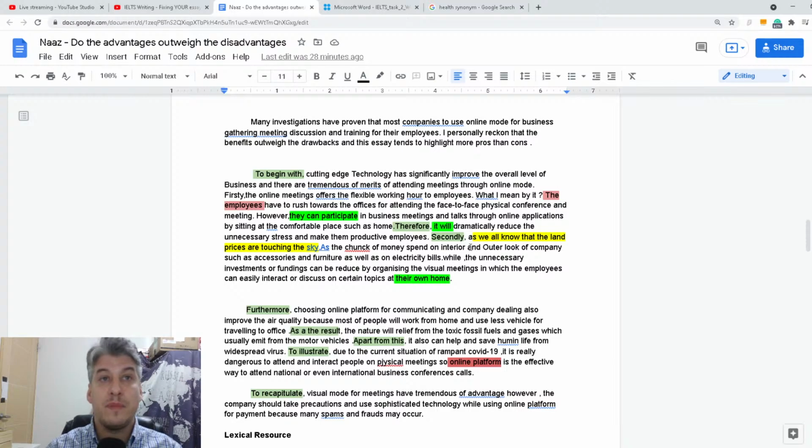And the only kind of issue in body paragraph 1 that I have is here where it says, secondly. I can see, Naz, you're in the chat. So if you have any questions about this as we go along, don't hesitate to ask. So here, what you've done is you said, "Secondly, as we all know that the land prices are touching the sky."